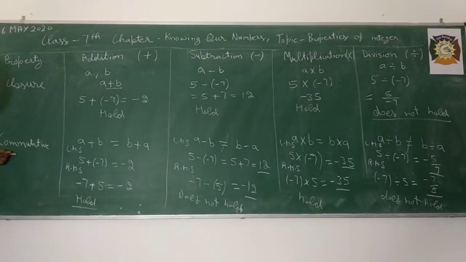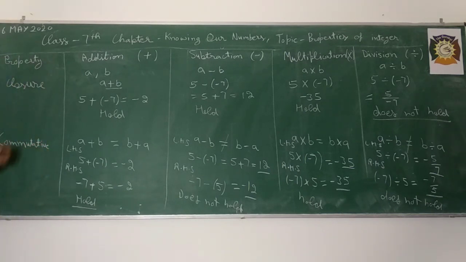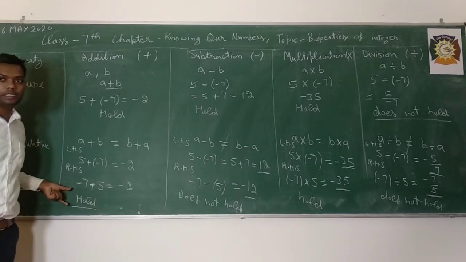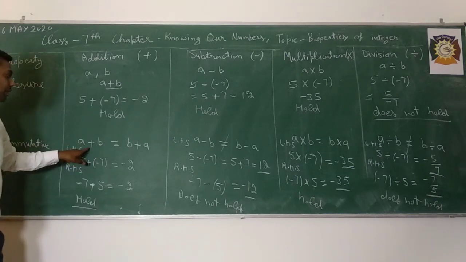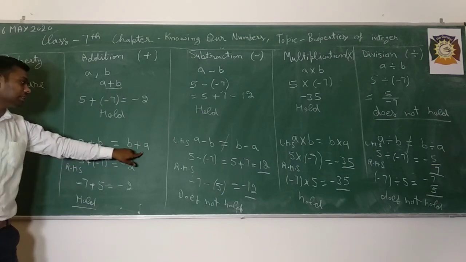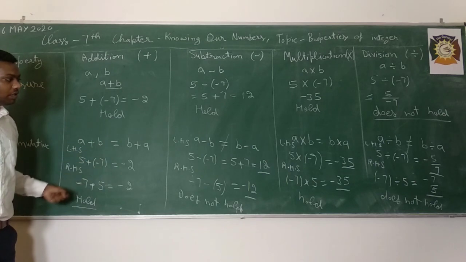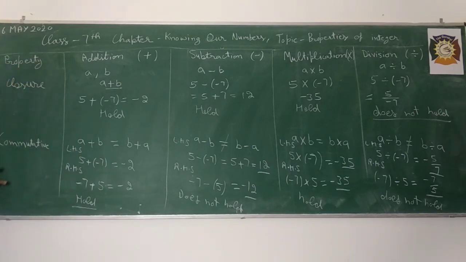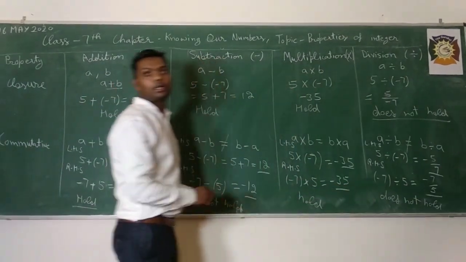See it again, commutative property. If we take two integers and change their order and apply the operation, if we get the same result, then we say that the commutative property holds. Take two integers A and B, we have to add and change the order. Here is A plus B, then B plus A. If both are equal, then we say that the property holds. If they are not equal, then it doesn't hold. And you clearly see that the commutative property doesn't hold in subtraction and division.